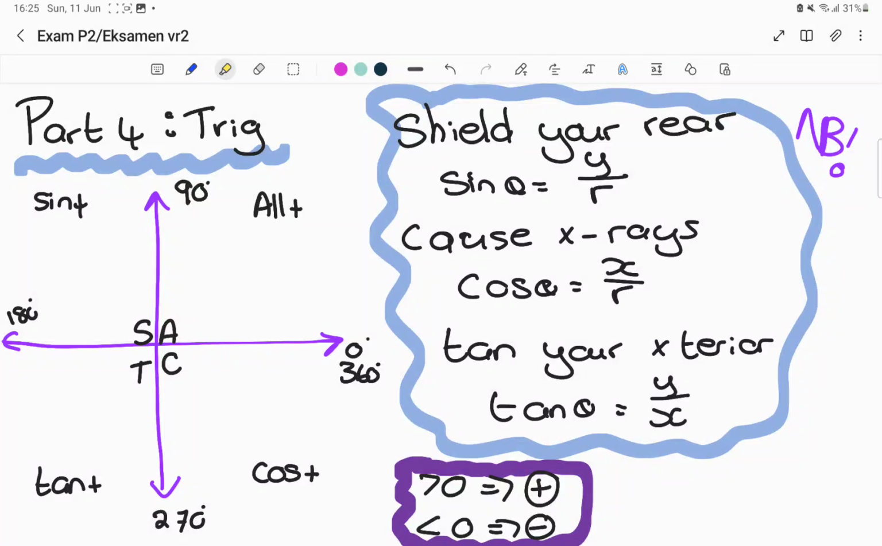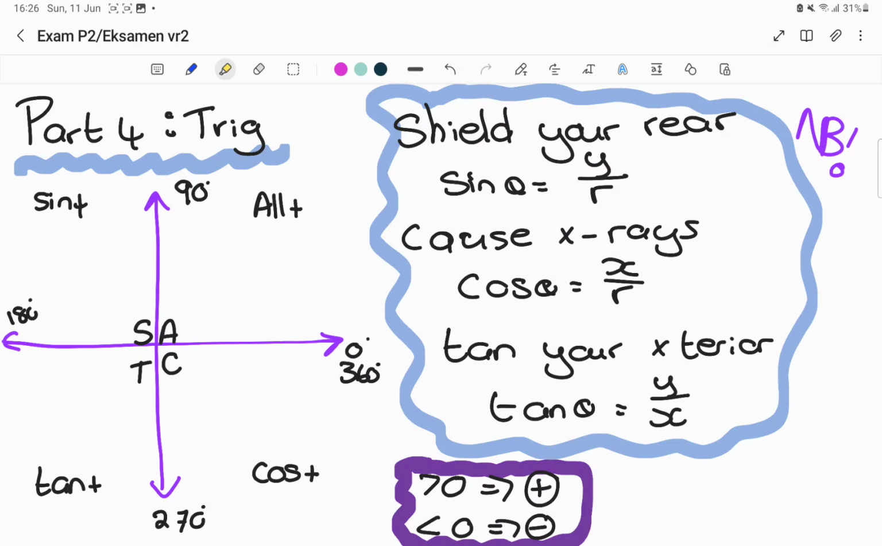Alright, so in part 4, we are going to look at quadrant trig. So trigonometry in different quadrants on a Cartesian plane. Now this is a very, very important question from now up until matric. In every exam question paper with trigonometry, you are going to get a question like this.